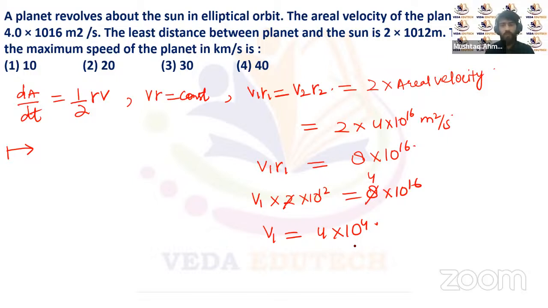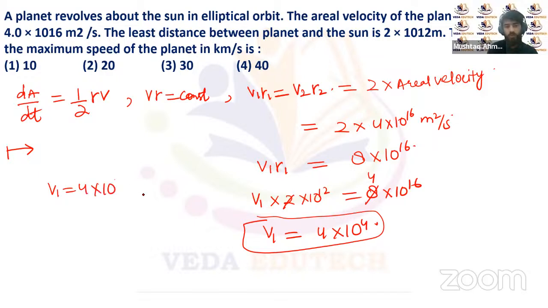Now, the speed will be maximum at the least distance, and that comes out to be V1, equal to 4 into 10 to the power 4 meter per second, or we can write it as V1 is equal to 40 kilometer per second. The correct answer to this question is 40, so the speed will be 40 kilometers per second.